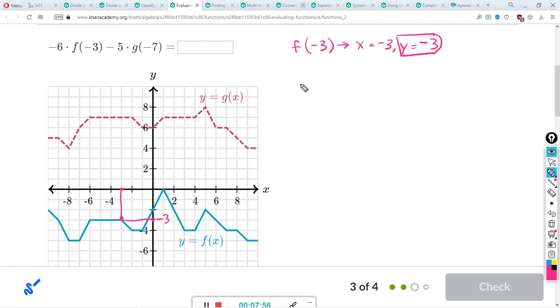All right, for g of -7, go to x equals -7. All right, so here's our x-axis. Here's -6, -8. This must be -7. Okay, we're going to trace it to the g graph. That's this one up here. So I'm going to go up to the graph. See where it hits. Right there. Trace it to the y-axis. It's right there. It's at 6. So y equals 6.